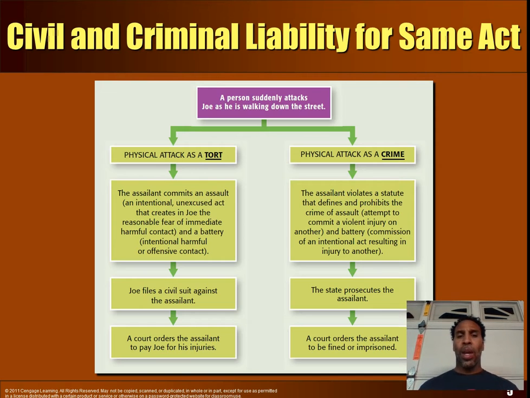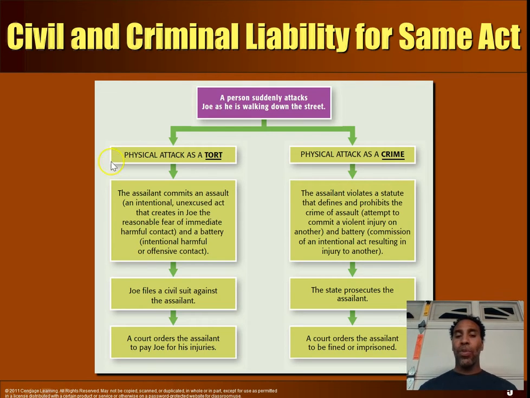The assailant commits an assault, an intentional, unexcused act that creates in Joe the reasonable fear of immediate harmful contact, and a battery, intentional, harmful, or offensive contact. Right, so that's on the tort side. On the criminal side, the assailant violates a statute that defines and prohibits the crime as assault, right? So it's the statute that you violated. Attempt to commit a violent injury on another, and battery, commission of an intentional act resulting in injury to another, right? So you see that it's a slight difference there.